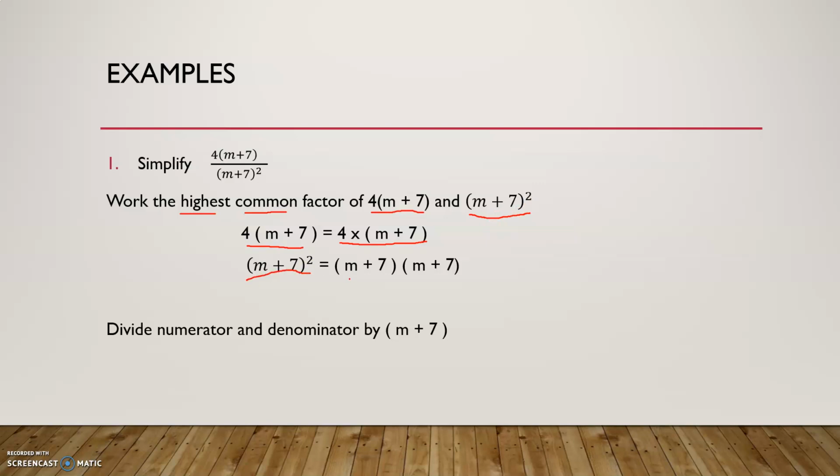Factors of this term would be, here we go, power 2, so we can write (m + 7) times (m + 7). Now what is the highest common factor between these two terms? We have 4 times (m + 7) and (m + 7) and (m + 7). So we can take (m + 7) as the common and highest factor.